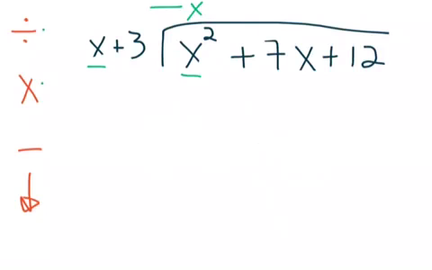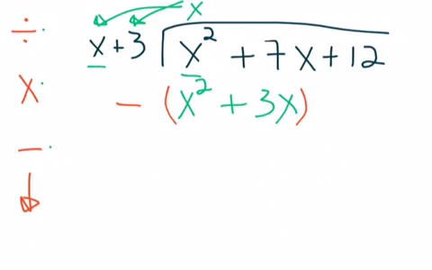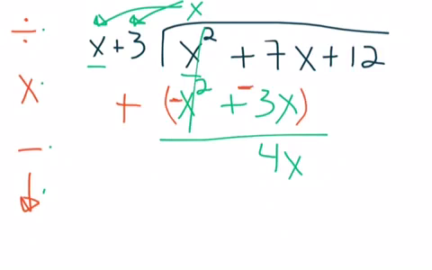Next I'm going to multiply, so I'm going to distribute this x to the x plus 3. So x times x gives me x squared. X times 3 gives me 3x. Next, I'm going to subtract, and so I'm going to take this entire term and subtract it. So that means all these terms in here, their signs are going to change. So x squared minus x squared would be 0. 7x minus 3x would give us 4x. And then next I'm going to bring down that plus 12.